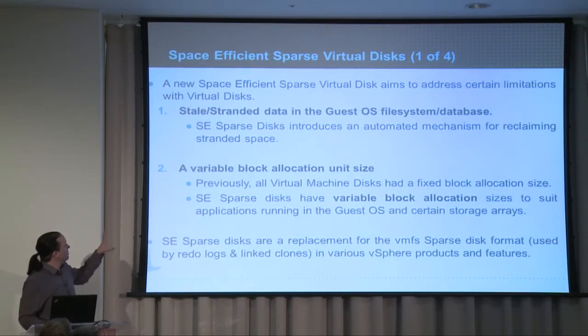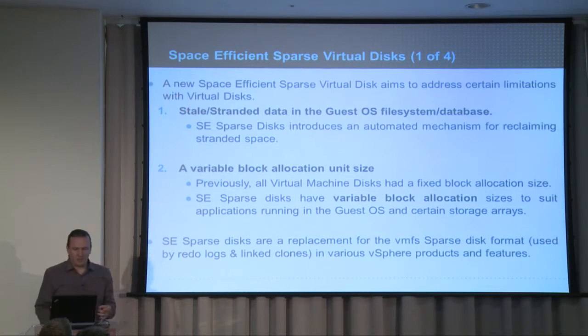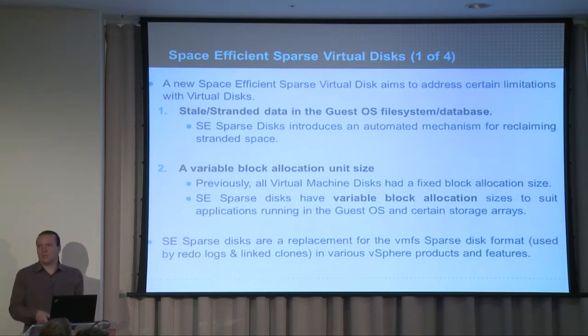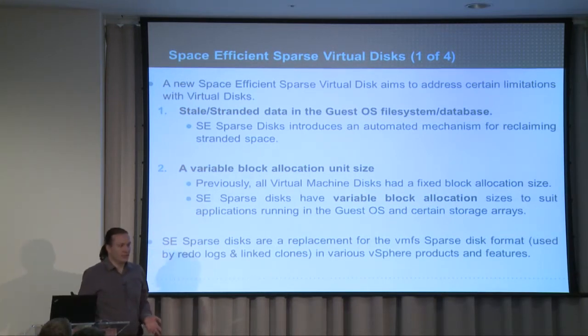So what space-efficient sparse virtual disks do is it means that essentially it can reclaim this space, and you will no longer grow to the size of your disk. You will now just grow to the size of your data. So if you've got a 40 gig disk with 20 gigs of data on, your maximum size of your delta is 20 gig, not 40 gig.